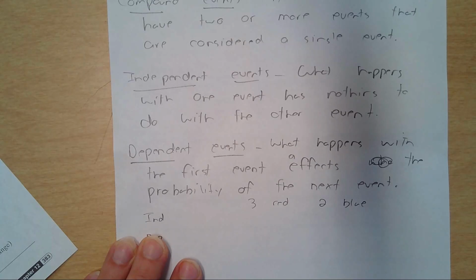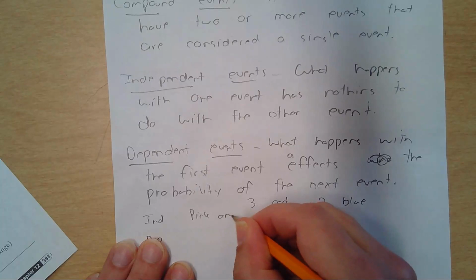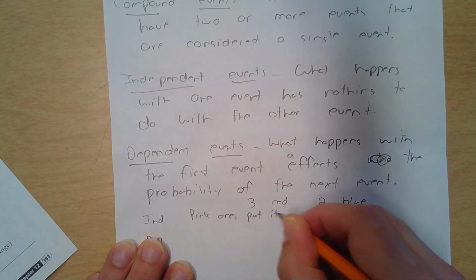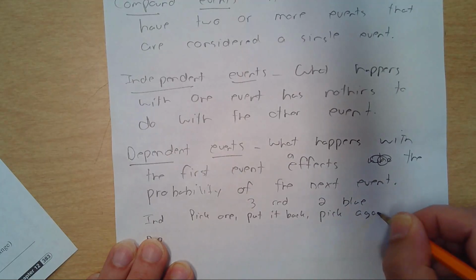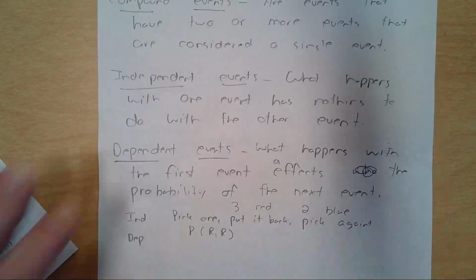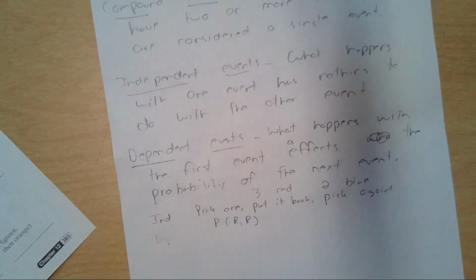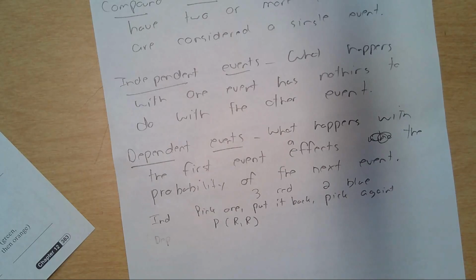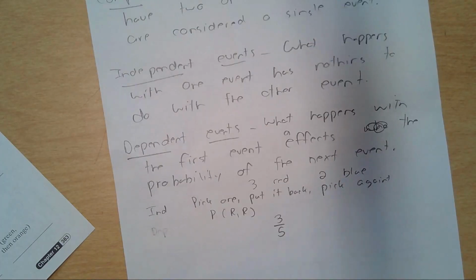Okay. So I'm saying pick one, put it back, pick again. Wait, we go to notes. Not yet. Okay. And what is the probability of getting red, red? So the first time I pull out a marble, what is the theoretical probability of me pulling a red marble out? 3 and 5. Right, so I'd write that down here.